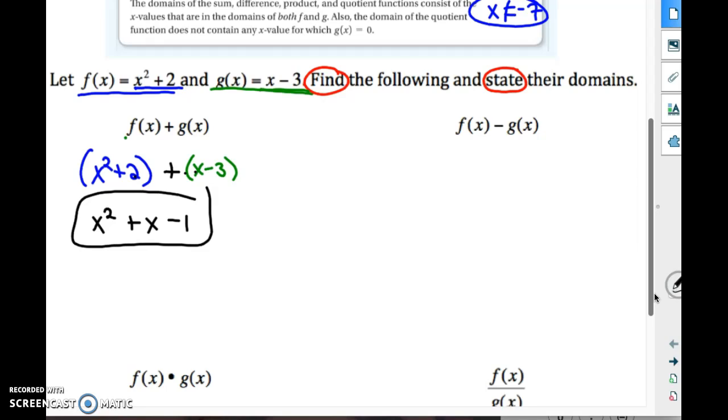And then the domain, here it's all real numbers. There aren't any fractions to worry about. There aren't any square roots to worry about. So our domain is all real numbers. So let's take a look at this next one.